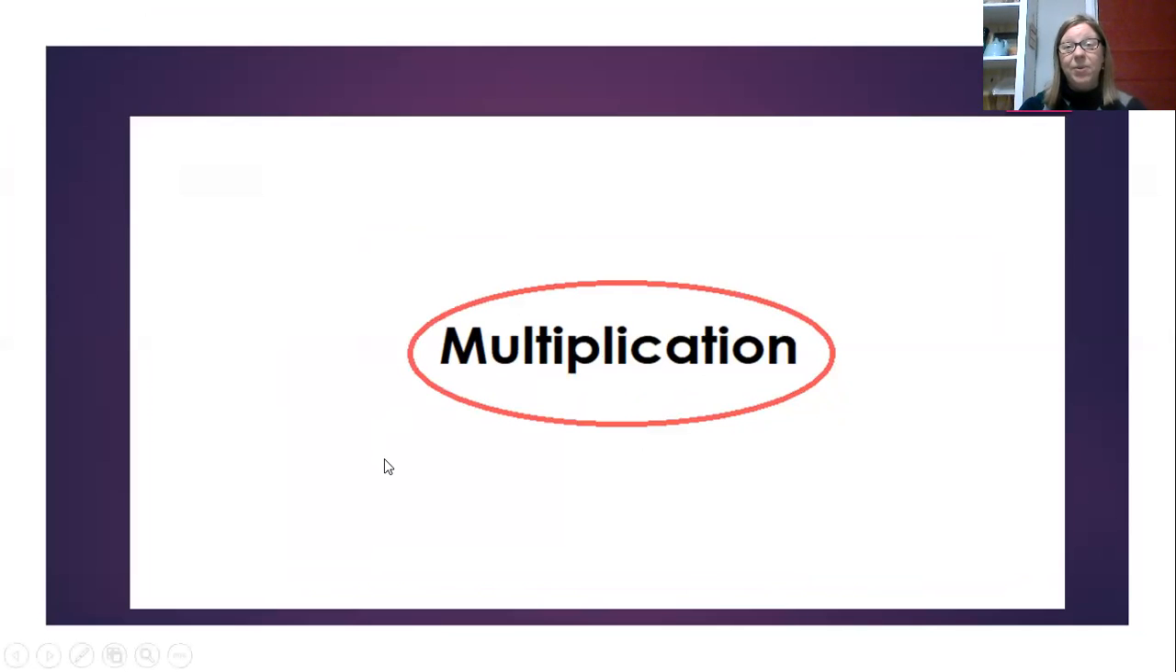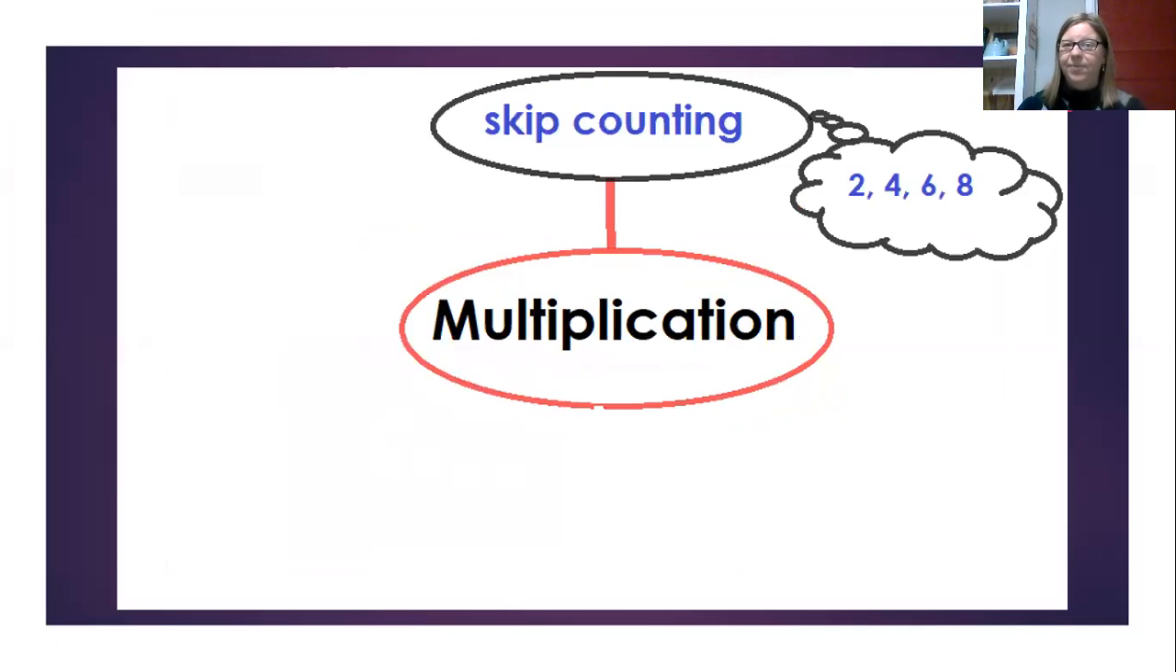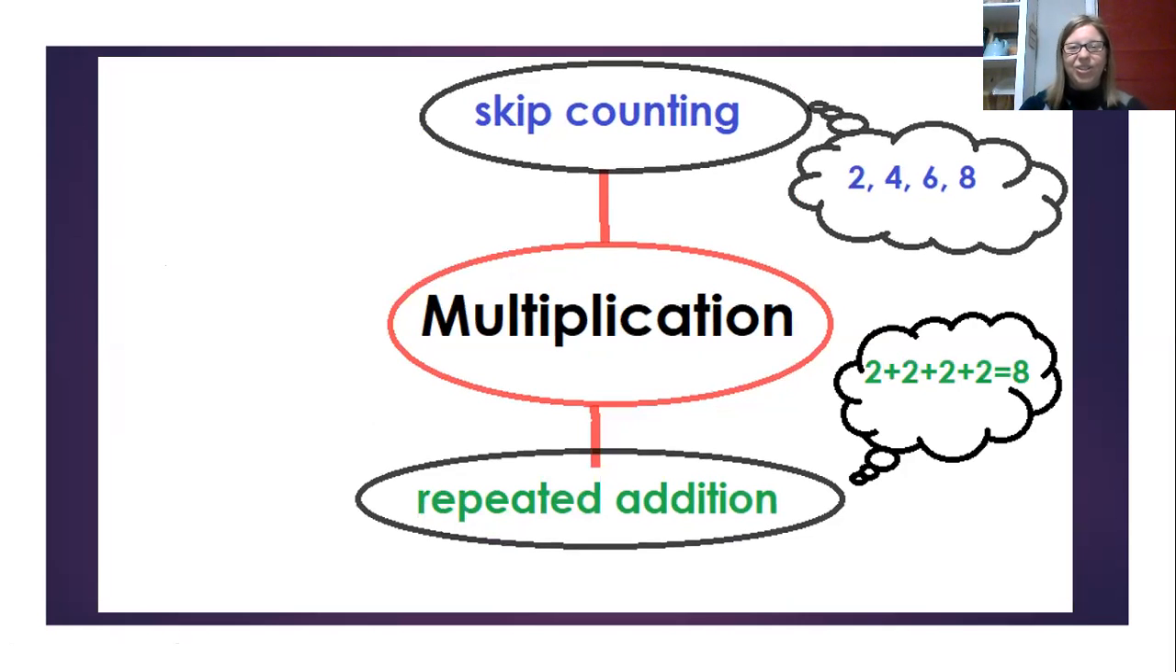Okay, there's that big word, multiplication. But multiplication is not scary. You have been skip counting for quite some time. You can count by twos very easily, almost in your sleep. It's also repeated addition, which means adding the same number multiple times. There's that word multiple, multi, like in multicultural, multiplication, many times.